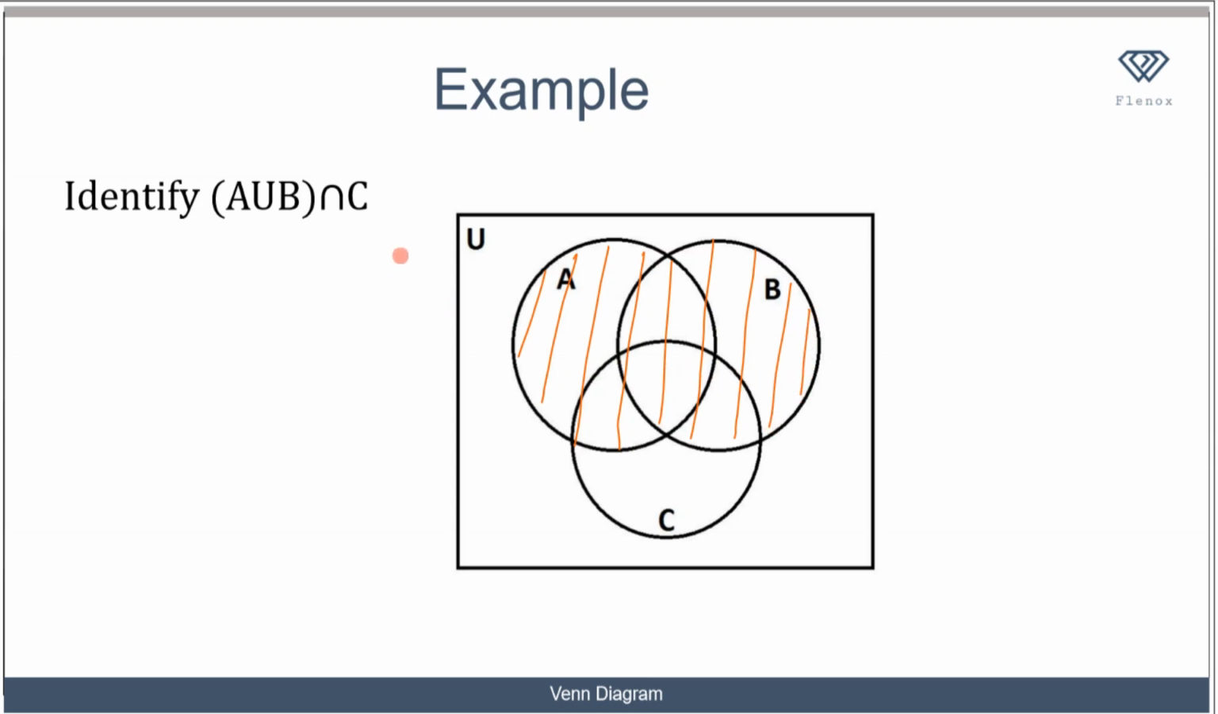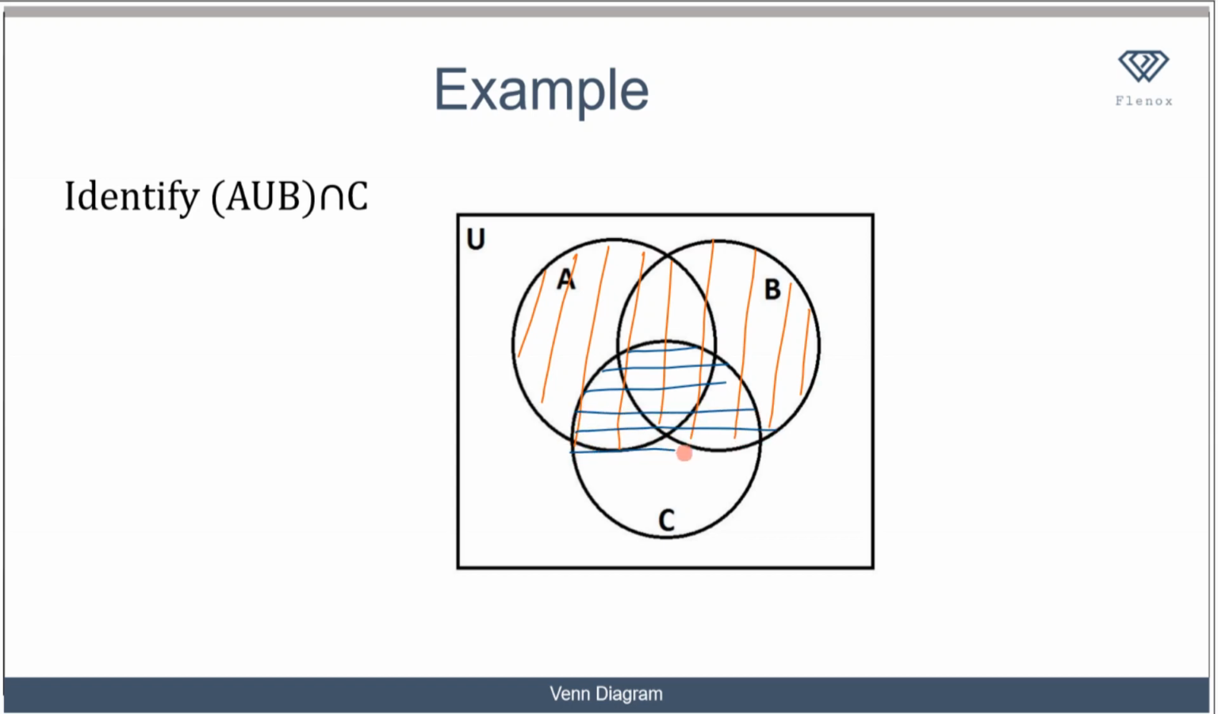So now we are told to find the intersect of A union B with C. The next thing I have to do is to shade subset C, and I'll shade it with a blue line. So I'll shade it like this. C is made up of this portion here, as you can see.